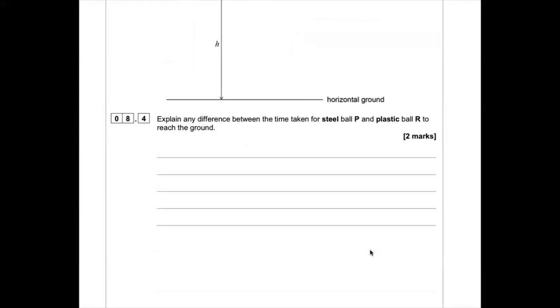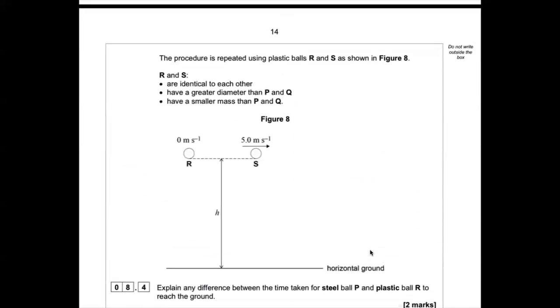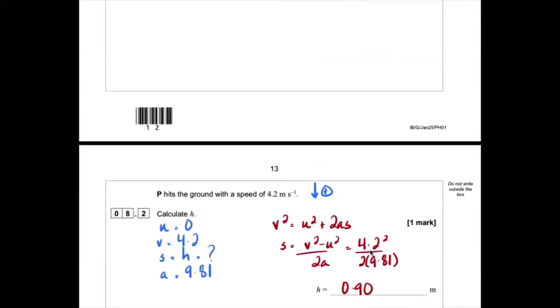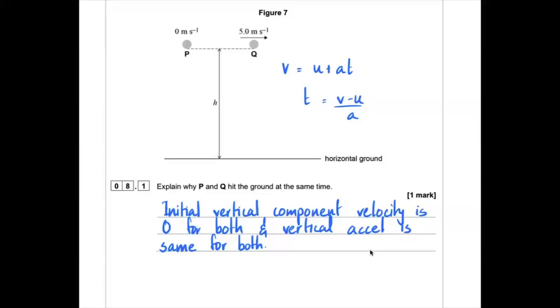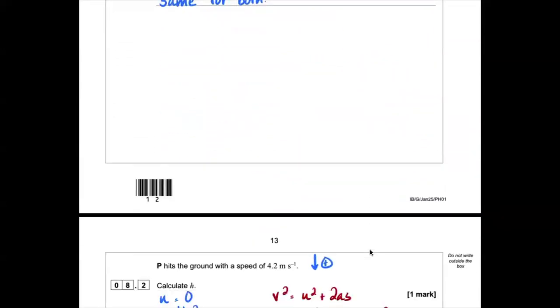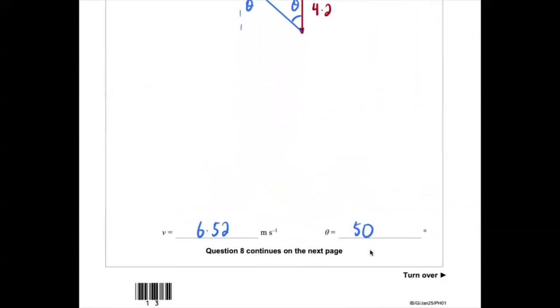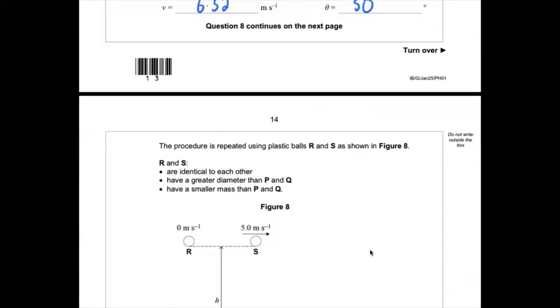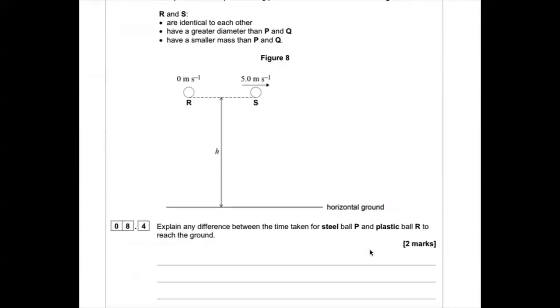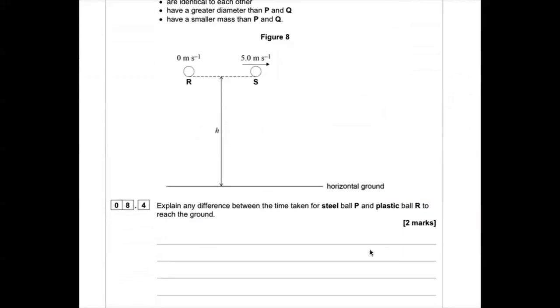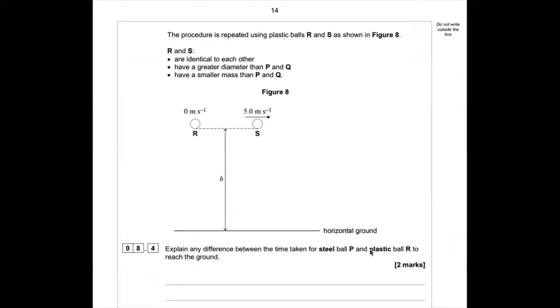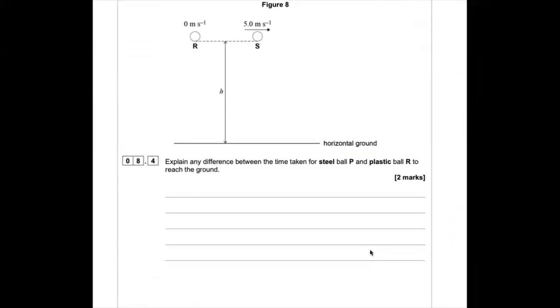Explain any difference between the time taken for steel ball P and plastic ball R to reach the ground. So plastic ball R and steel ball P, the ones which are both just dropped. So they're not projected, they're just dropped. So how is the time going to be different? Obviously, if it's talking about R and S, this time air resistance is not negligible, so I have to talk about this.